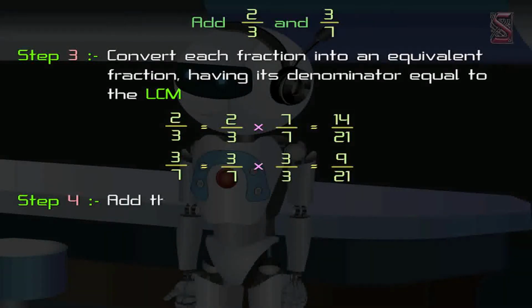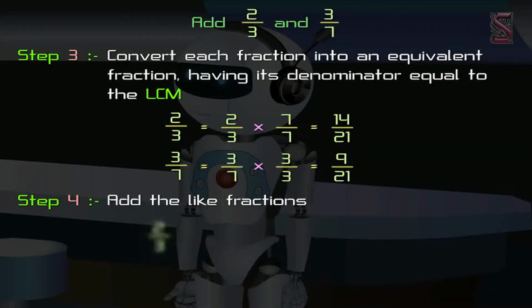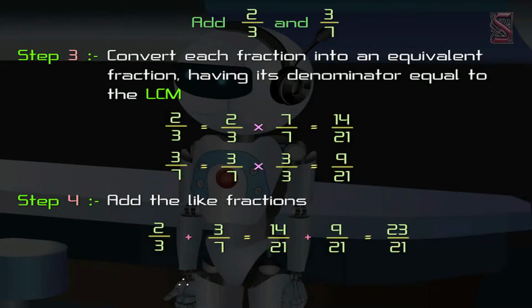Step 4. Add the like fractions obtained in step 3. Adding 2 by 3 and 3 by 7 is the same as adding 14 by 21 and 9 by 21. Now, 14 by 21 and 9 by 21 are like fractions. So, we add the numerators of the fractions, we get 23 by 21. Therefore, the sum of 2 by 3 and 3 by 7 is 23 by 21.